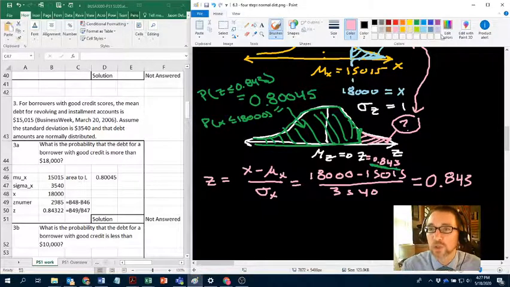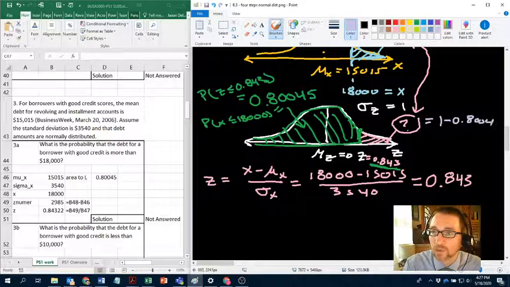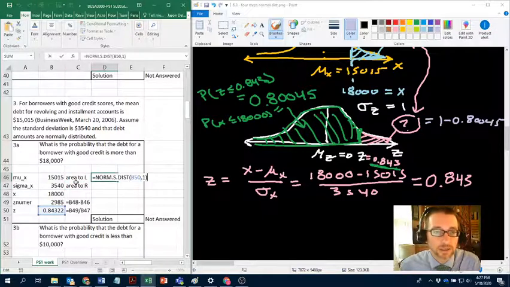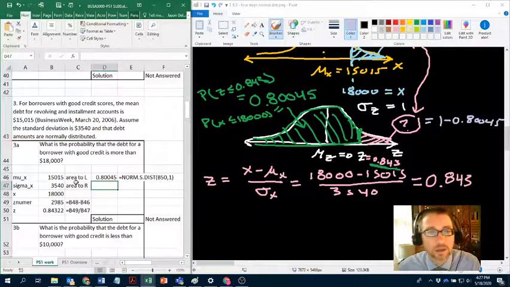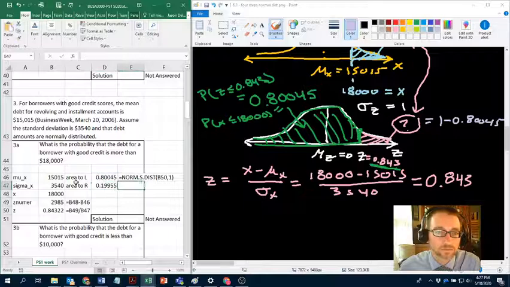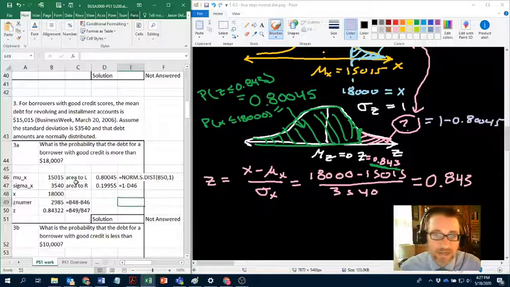Step 4 is to answer the question, which is not to find the area to the left, but to find the area to the right. So how do we find the area to the right? Well, we know this green shaded area and this pink shaded area must add up to 1. So this is going to be equal to 1 minus 0.80045, which is going to be roughly 20%. The area to the right is just going to be 1 minus this. And it's 19.955%.